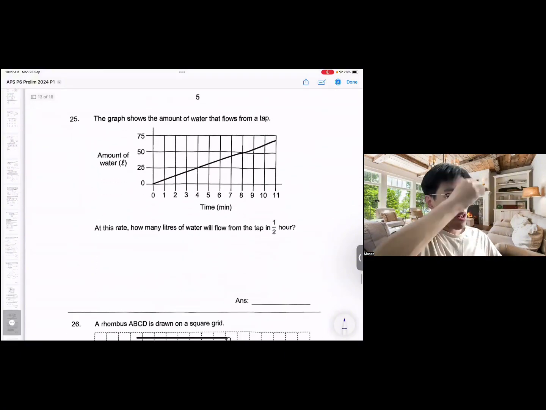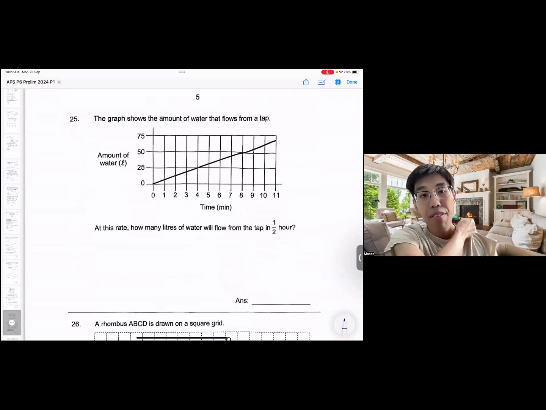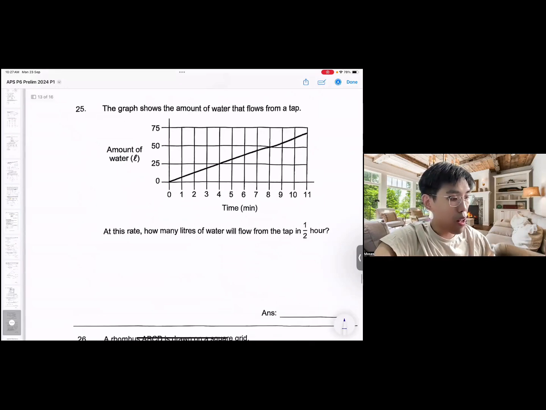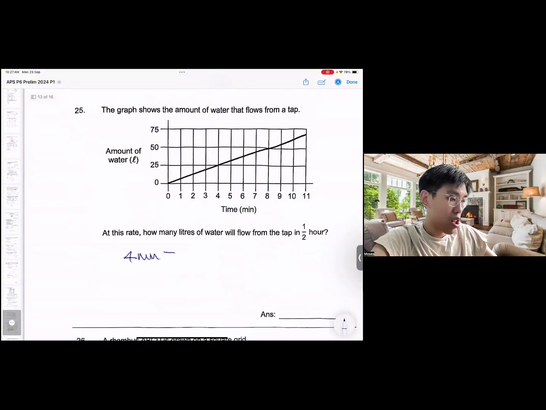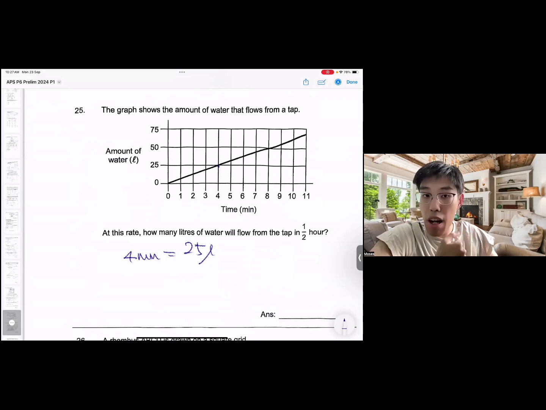Okay, let's go. Question 25. At this rate, how many liters of water will flow from the tap in half an hour? Okay, for half an hour. From here, we can see it's a constant rate of 4 minutes to 25 liters. It's a constant rate because you see from the intersection point here. We can further verify this by saying it's 8 minutes to 50. 4 minutes to 25. Okay, so half an hour means 30 minutes.